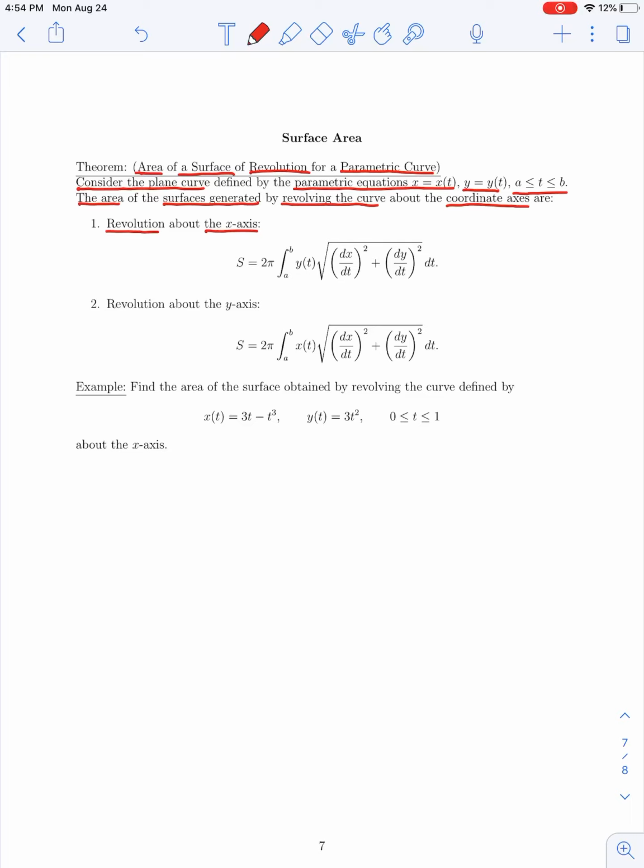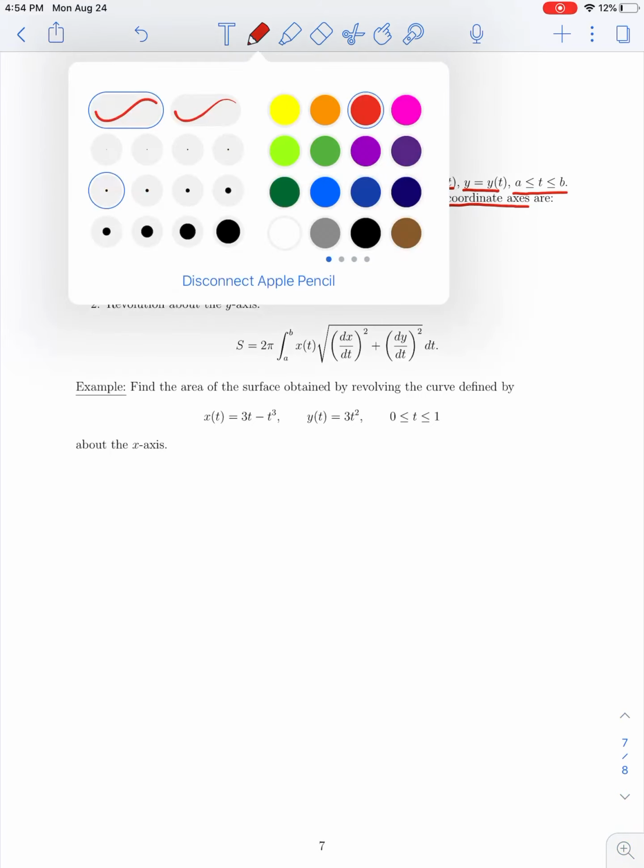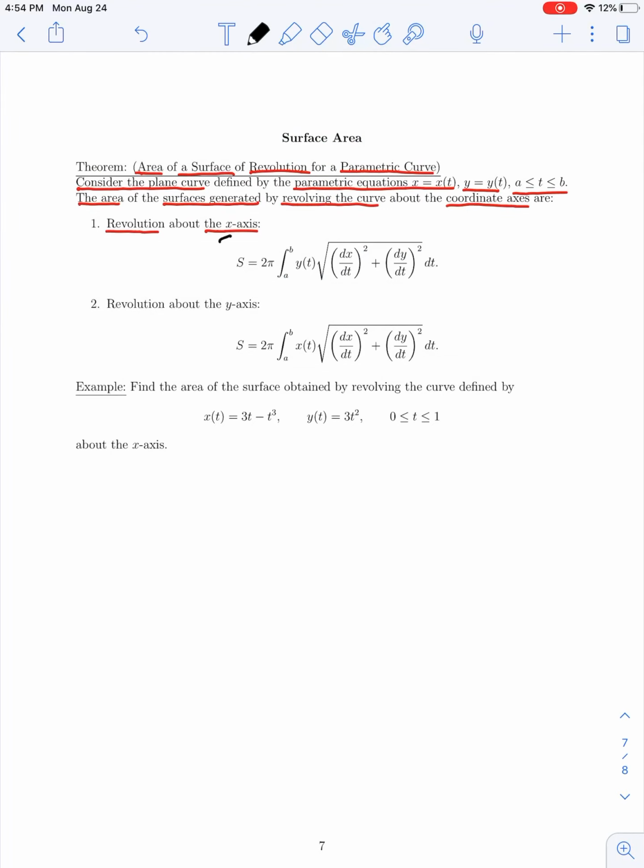So we would denote it as capital S, or I've seen some texts use SA for surface area. So again, just a matter of notational preference, what you prefer to use. And it's found by taking 2 pi times the integral from a to b of y of t times the square root of the sum of the squares of the derivatives of x and y, integrated with respect to t.